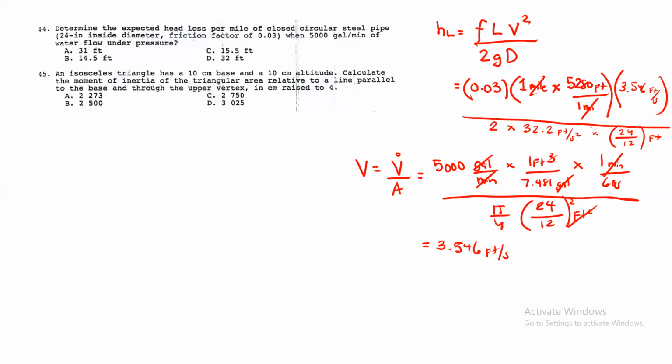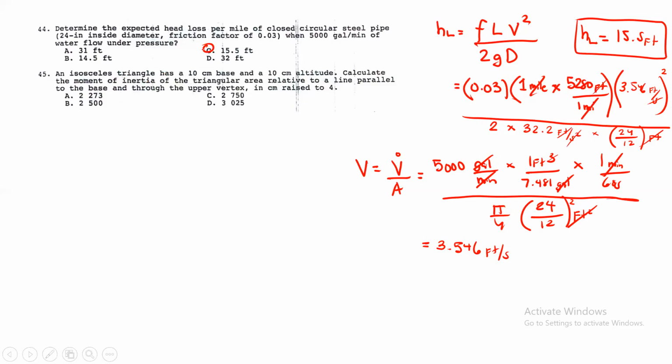So, naka-squared pala kasi itong diameter natin. So, maka-cancel dito si feet. Si second squared. So, then si feet dito, since feet squared to, maka-cancel to. So, feet na lang matitira dito. So, ang head loss natin, guys, pag kinompute natin yan, 15.5 feet. So, the answer is letter C.